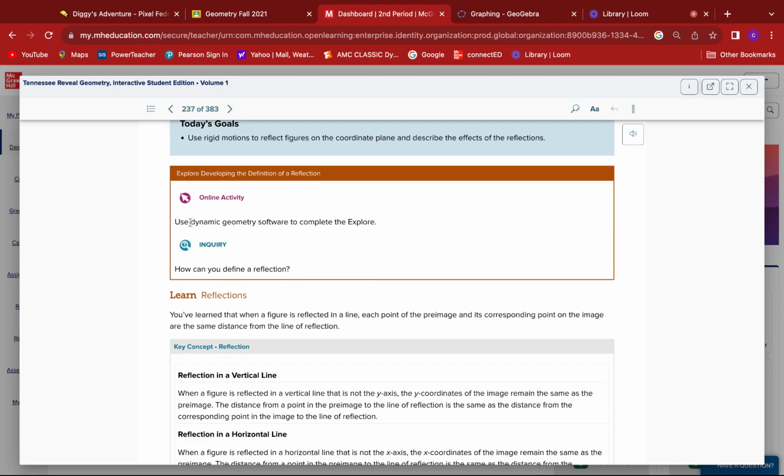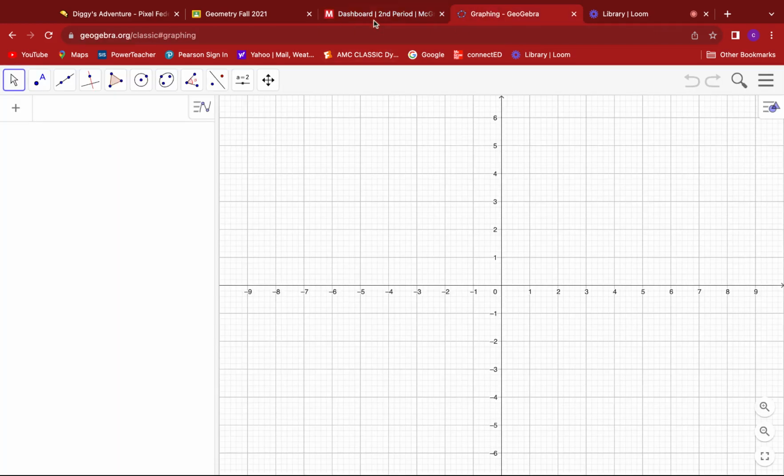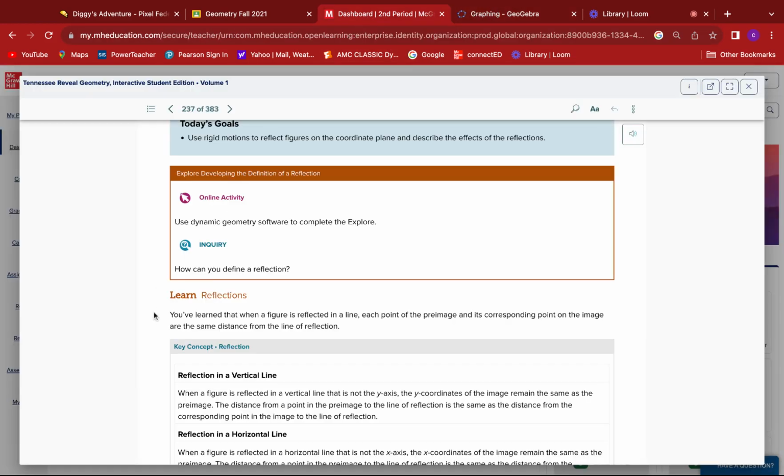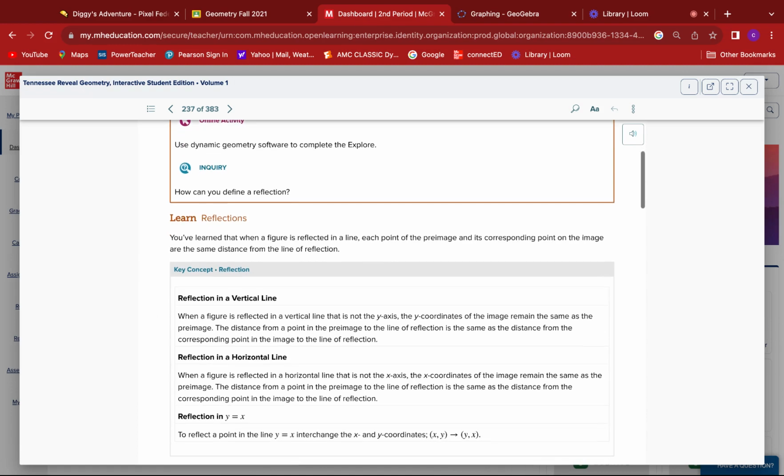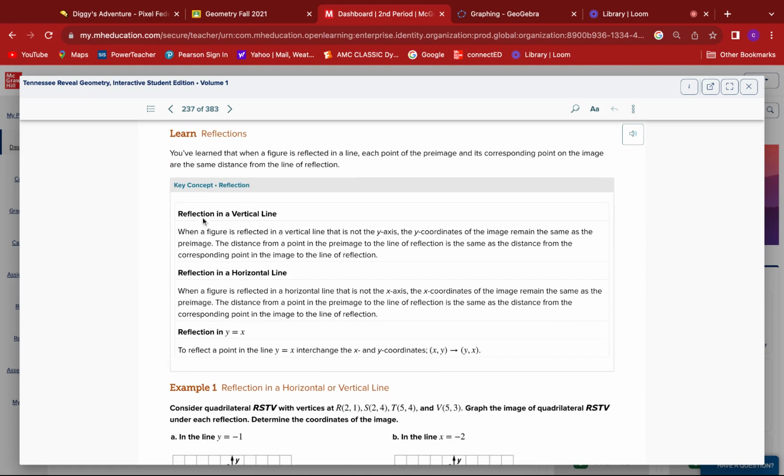All right, looks like we got an online activity. It says use dynamic geometry software to complete the Explorer. I have no idea what that means, but I like using GeoGebra. So I've got my GeoGebra pulled up in case I need it. And with reflections, I'm probably going to need it. All right, so let's see. Reflection in a vertical line. Well, a vertical line is a line that goes up and down.